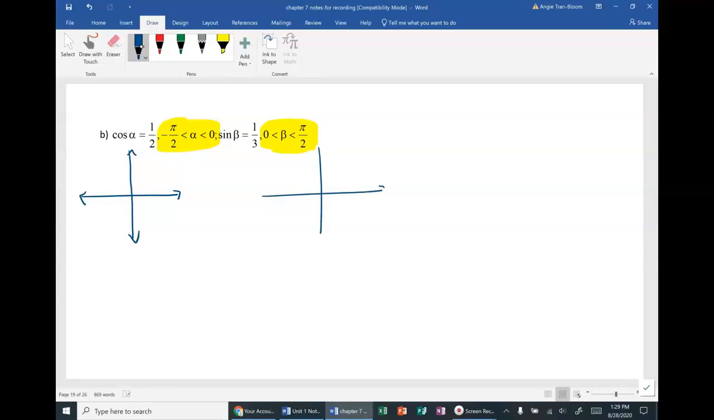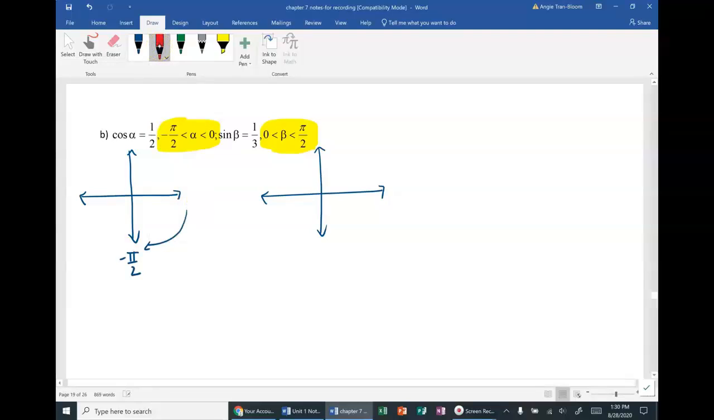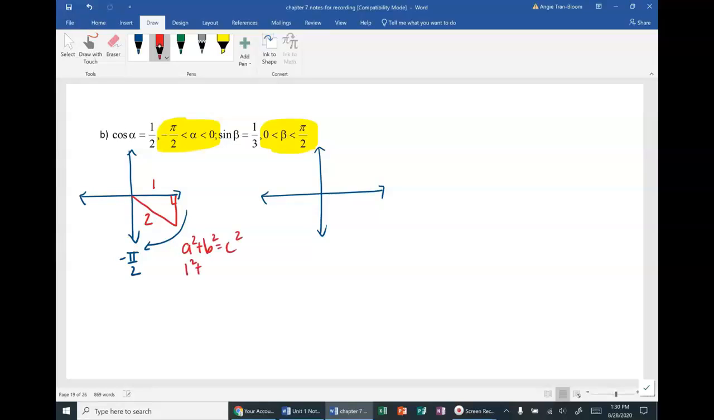Alpha, this is beta. Okay, so cosine of alpha is 1/2, and it says alpha is negative pi over 2. Now remember, negative pi over 2 is going this direction, so that is in quad 4. I would now go in and draw my right triangle in quad 4. Now cosine is adjacent over hypotenuse. Because I need to use Pythagorean Theorem, a squared plus b squared equals c squared. 1 squared plus b squared equals 2 squared is 4. b squared equals 3. So b equals square root of 3. So this is square root of 3, but because you are in quad 4, your y value is negative.